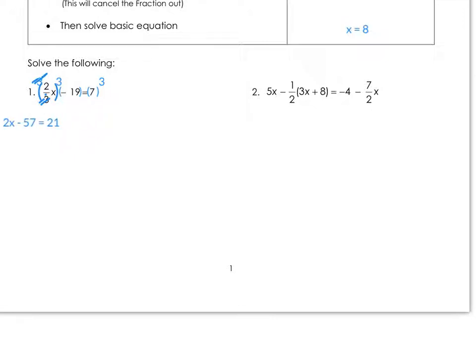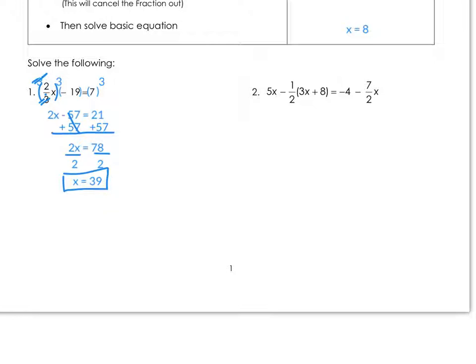So now this is more like the equations that we've solved before. x is already on the left side by itself. I need to get the negative 57 away so it's on the right side. And remember for these, we can think like what's happening to x. It's being multiplied by 2 and then subtracting 57. So we do the opposite. We add 57 to both sides. That gives us 2x equals 78. And then to get x by itself, we need to divide by 2. And when we do that, we get our final answer, which is x equals 39.